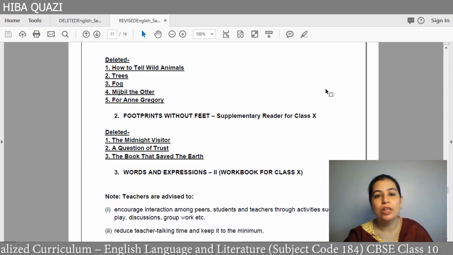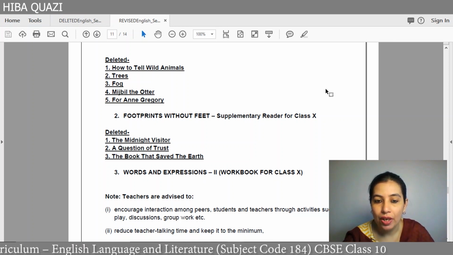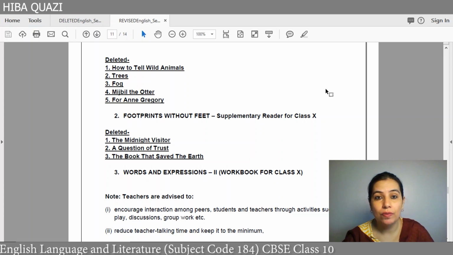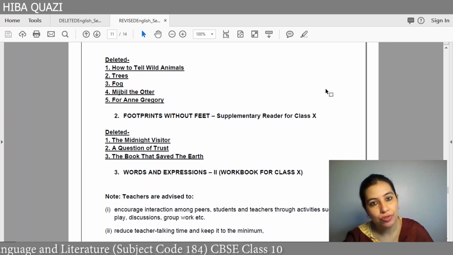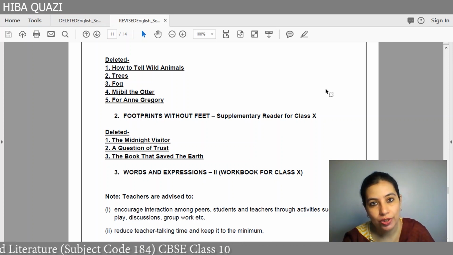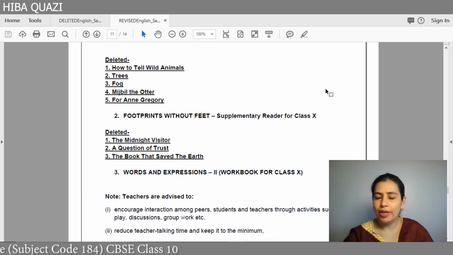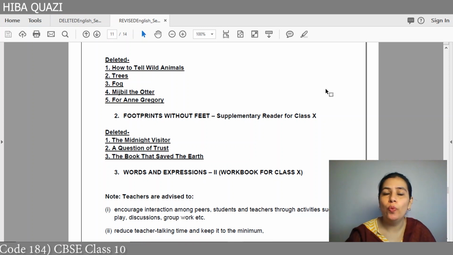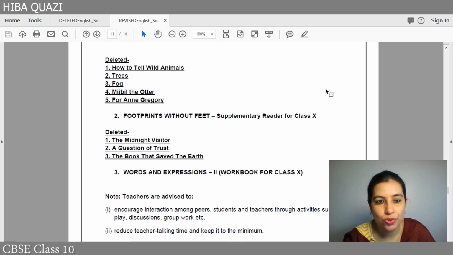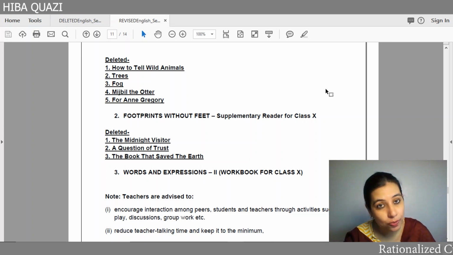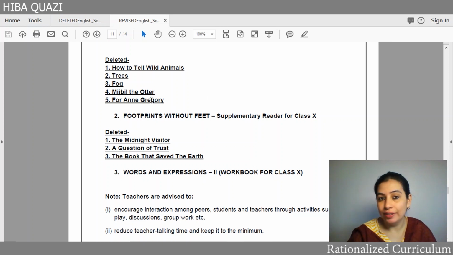But then since a 30% reduction was something which was inevitable this session due to the unfortunate situation that we are stuck in. It's okay, you can just go through these if you wish, just for fun, just for extra reading. But these are the deleted lessons and poems from First Flight. I repeat: How to Tell Wild Animals, Trees, Fog, Midgeville the Otter, and For Anne Gregory.